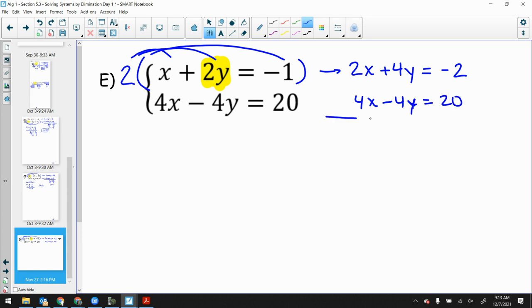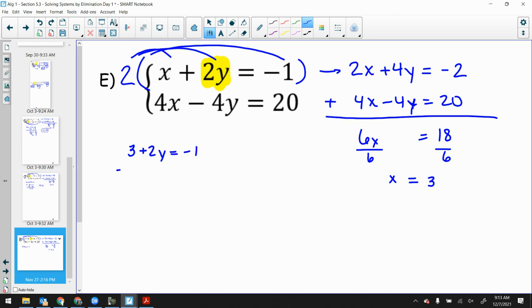And now we add the two equations together. 2 and 4 make 6. The y's cancel. This becomes 18. So x equals 3. Plug it back in. Let's go back into the top. 3 plus 2y is equal to negative 1. So 2y is negative 4. We divide by 2. Y is negative 2. 3 comma negative 2.